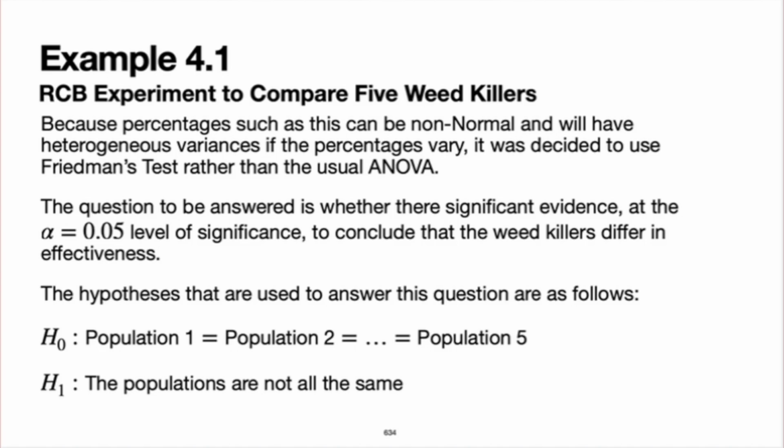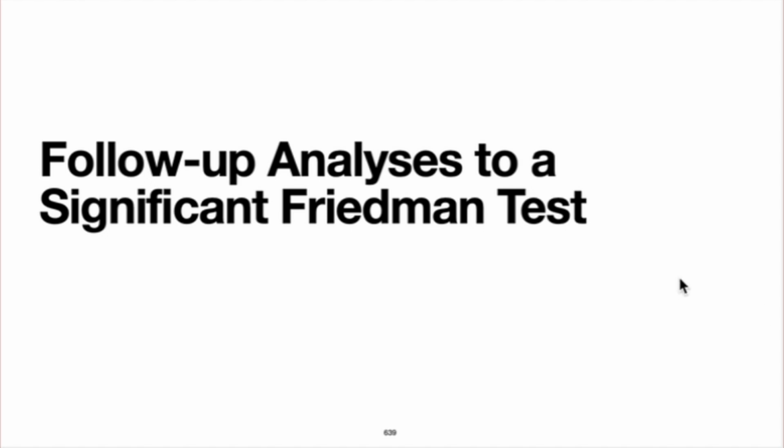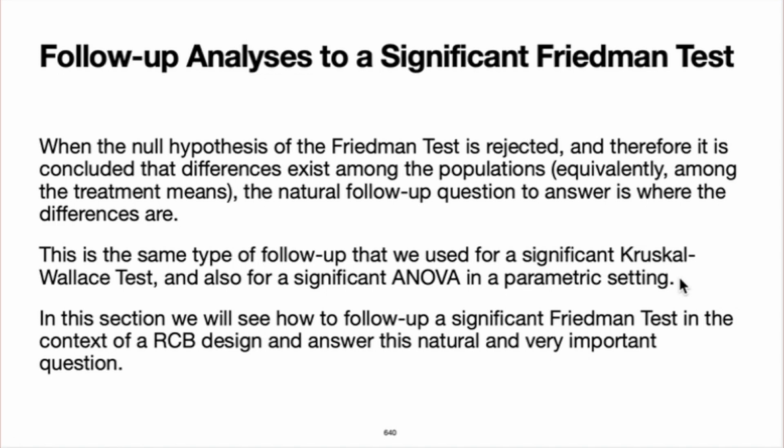And so to answer that question, we're going to do the same kind of thing that we looked at when we were looking at the Kruskal-Wallis test. We're going to look at follow-up analyses to a significant Friedman test. So when the null hypothesis of the Friedman test is rejected, and therefore it is concluded that differences do exist among the populations, or equivalently among the treatment means, the natural follow-up question to answer is, where are the differences?